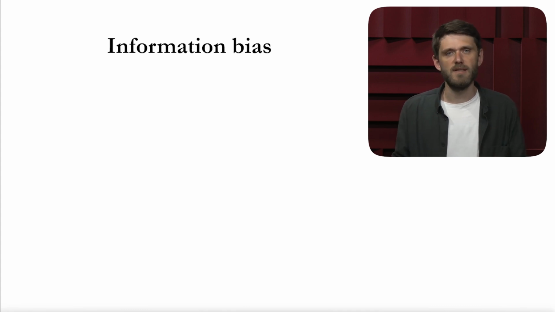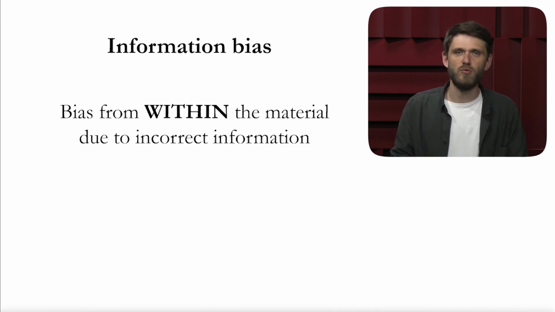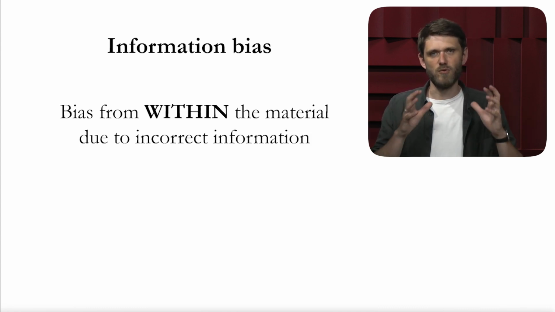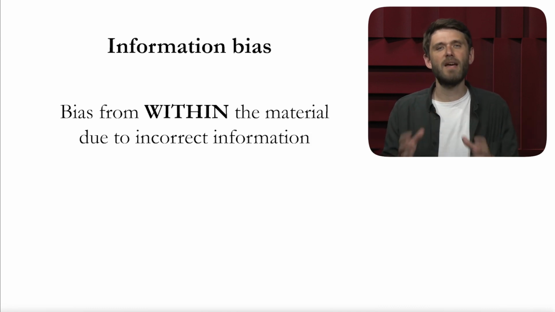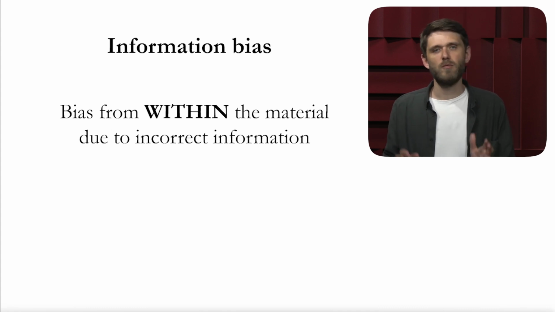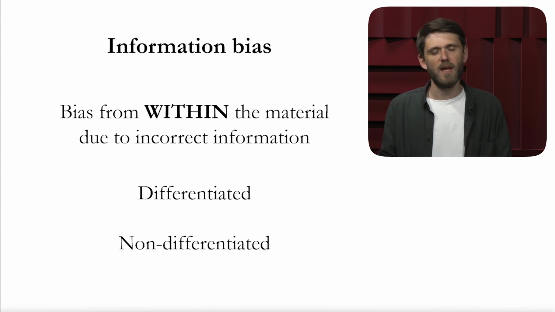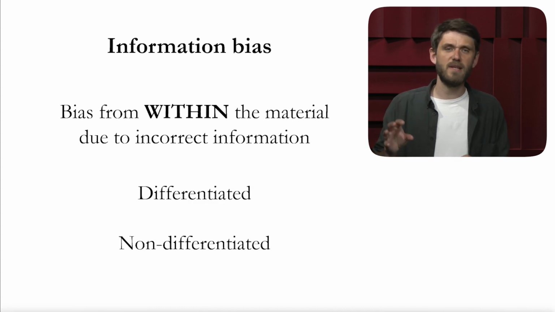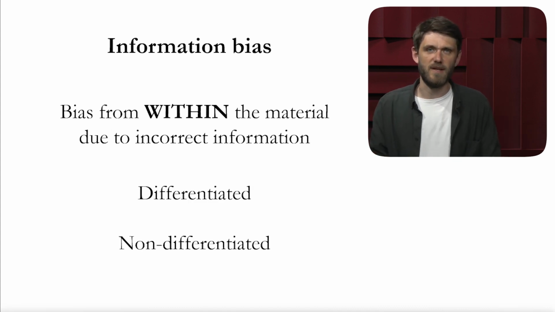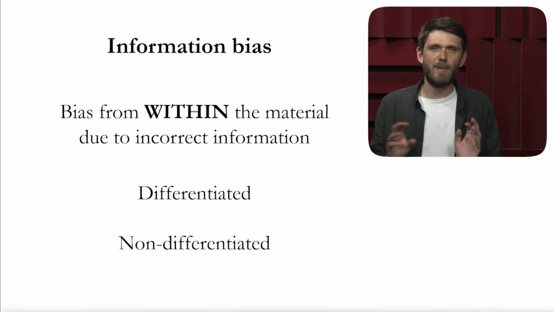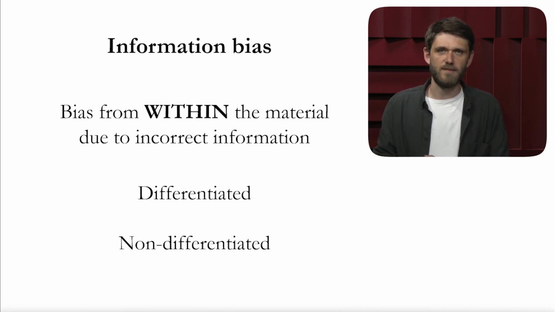Information bias. That is bias from within the material due to incorrect information. That is not a matter of who gets into the study, but the data we have on the individuals in the study will have varying levels of quality. And we divide this typically into differentiated and non-differentiated information bias, whether this lack of validity does not depend on the exposure status.